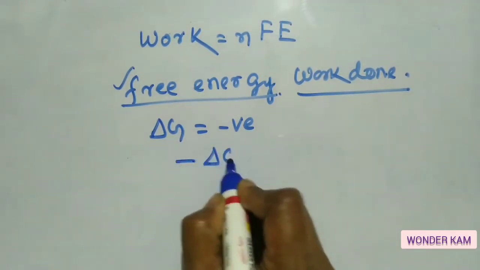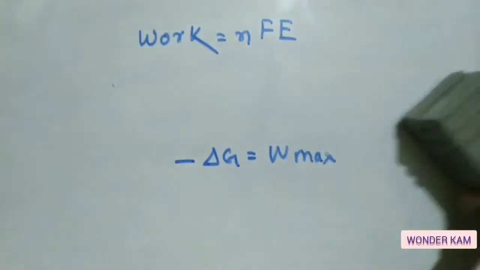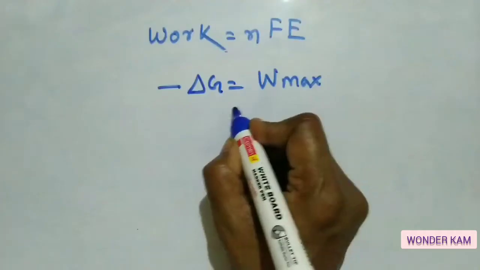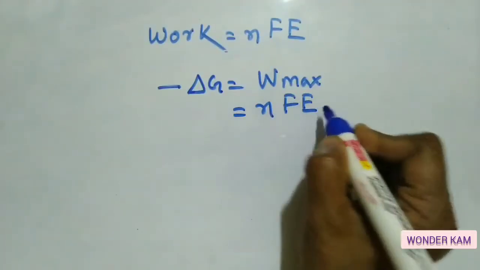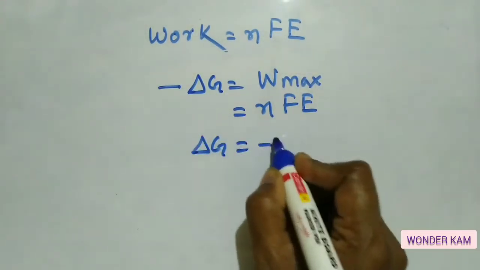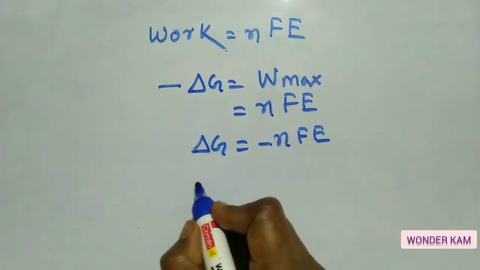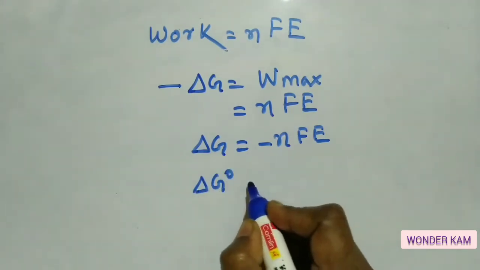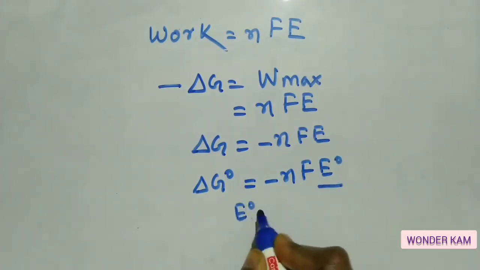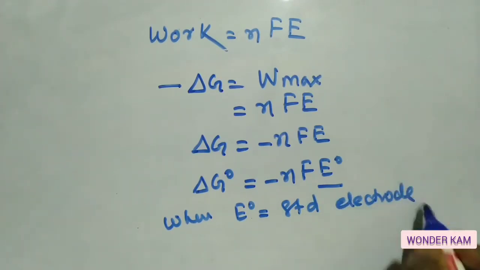Because this is negative, minus delta G is equal to the maximum work done, and this would be nFE in case of an electrode, or delta G is equal to minus nFE. And for the standard free energy change, delta G naught is equal to minus nFE naught, where E naught is the standard electrode potential.